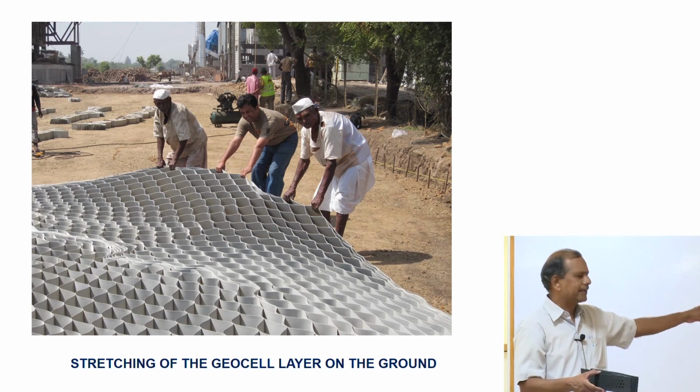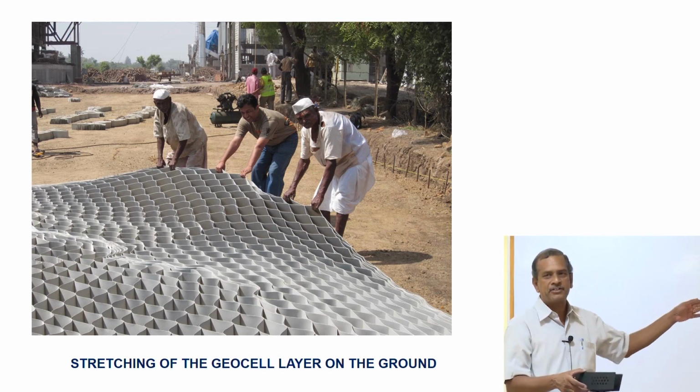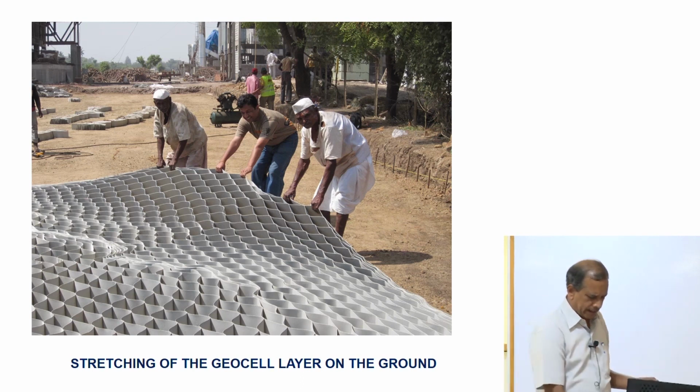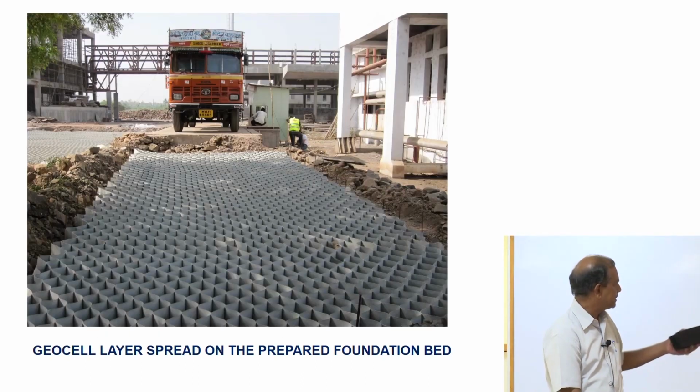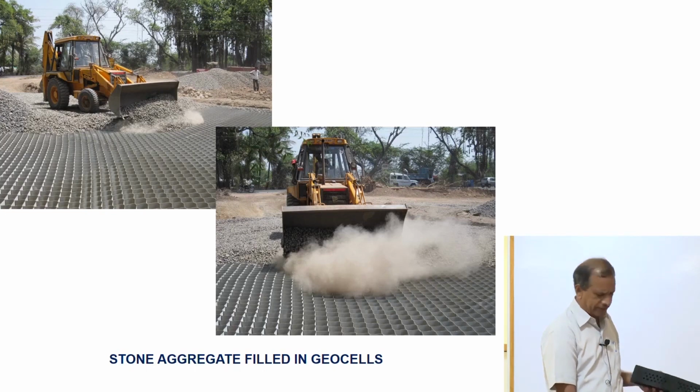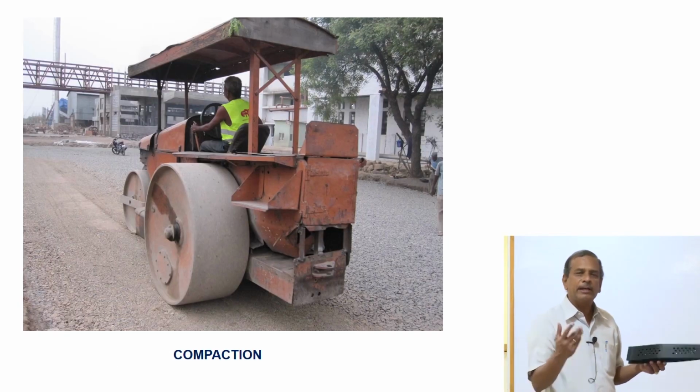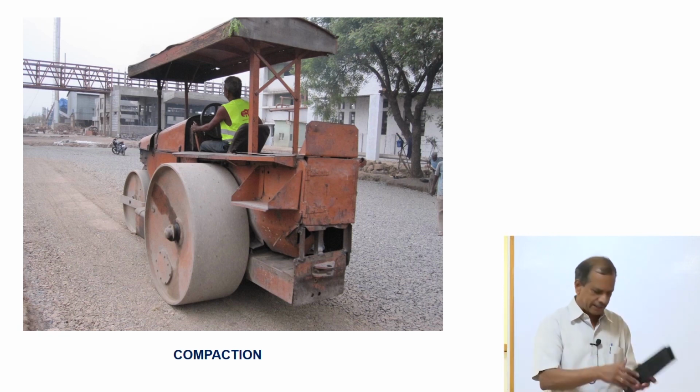We tried this. This is again at a location in Maharashtra. We used geocells for construction of a road. What we did was that we laid these geocell layers, filled that with aggregates, and then rolled with a conventional roller. What are the advantages of having these geocells in road construction?